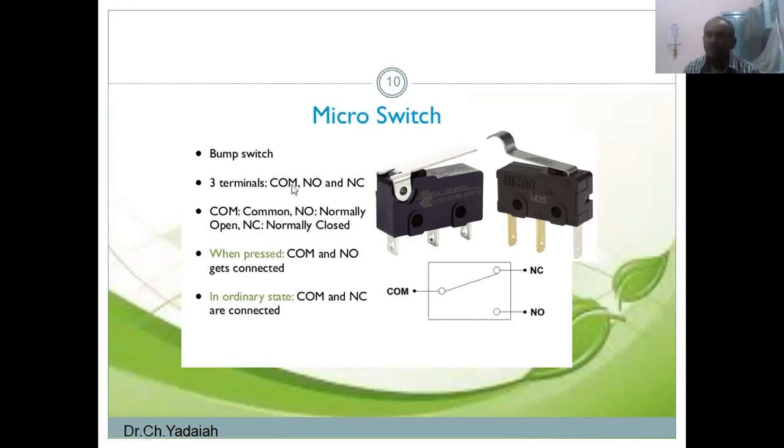What will happen? The common is connected to the supply, and the common is connected to the normally closed terminal. It's always closed, normally closed. So the load connected to the normally open terminal is not energized and will not operate. Then by some manual operation, the switch will go from normally closed to normally open. This is normally open, this is normally closed.